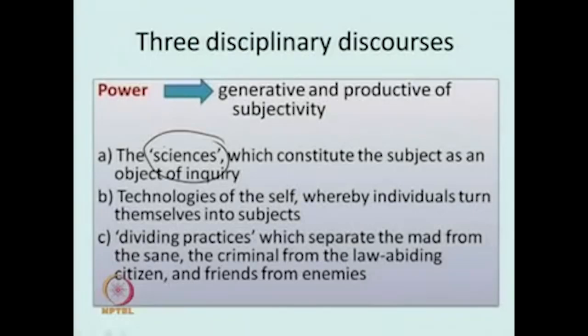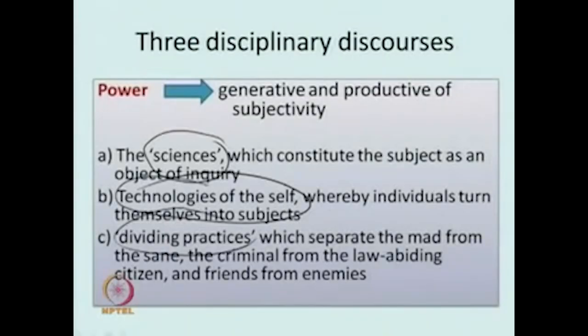Then the next one in this whole configuration is what he calls the technologies of the self. The technologies of the self are strategies whereby individuals turn themselves into subjects. And you will recall that there is a certain very desirable complexity in Foucault's understanding of subjectivity as not a one-way process. So, if the sciences make an object out of a person, we also as persons, as subjects, have certain technologies of the self whereby we can self-fashion ourselves as subjects.